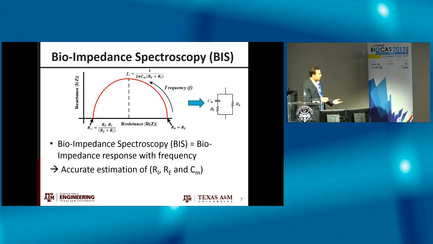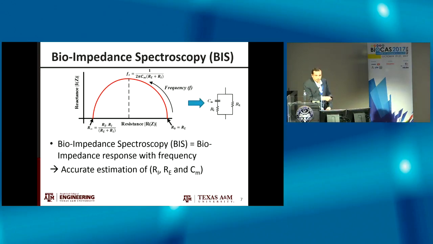If we plot the Nyquist plot for the bioimpedance, we will get this shape. The Nyquist plot plots the reactive part versus the resistance part across the frequency. At very low frequency, I have a high resistive value, and as frequency increases, the resistive part decreases. I start with RE and end with RE parallel with RI. While the reactive part, as frequency increases, starts to increase till it reaches a maximum at this frequency, and then it falls again.